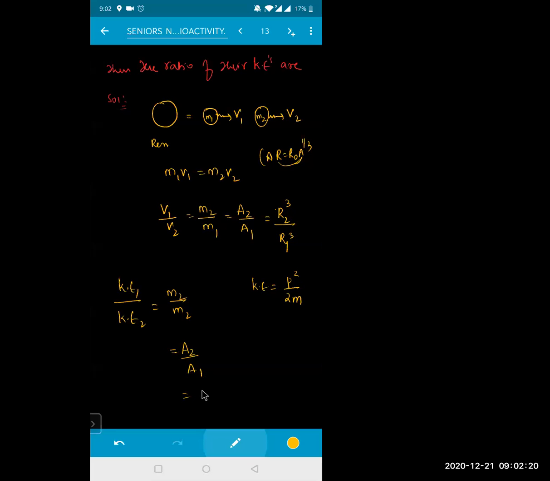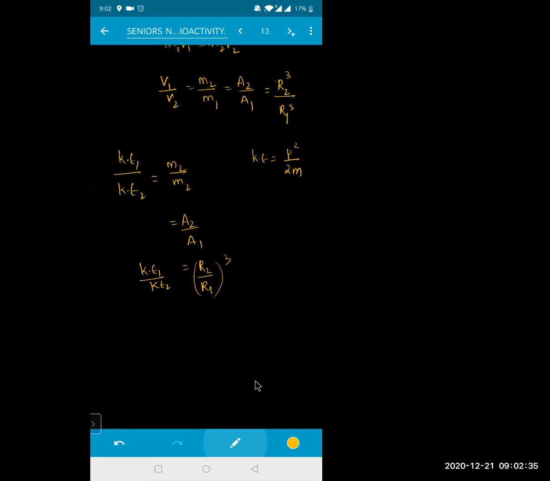a2 by a1 I can write as r2 by r1 to the power of 3. So this is the ratio of kinetic energy 1 divided by kinetic energy 2. Okay, so this will be the answer for this question. The ratio of the kinetic energies will be equal to r2 by r1 to the power of 3. Very important question, beta. Your material also has many questions on this. So you can think of that and try to do it for the given conditions right now. Okay?